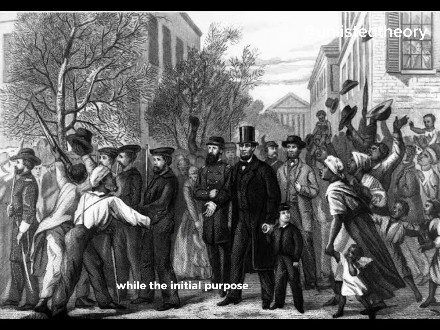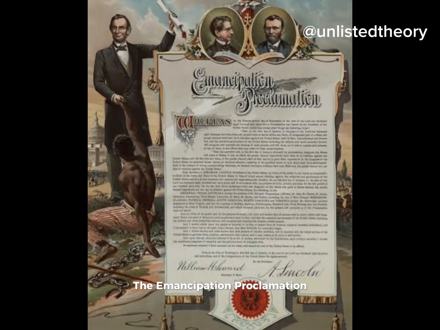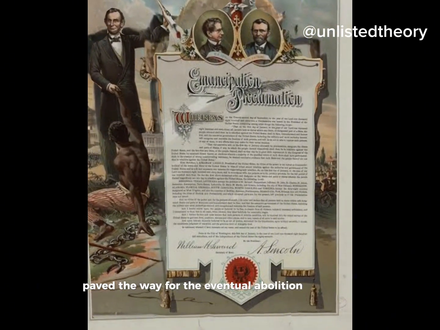While the initial purpose was strategic, the proclamation also had a profound impact on the moral dimension of the war, aligning the Union's cause with the abolition of slavery. The Emancipation Proclamation paved the way for the eventual abolition of slavery with the ratification of the 13th Amendment to the U.S. Constitution in 1865.